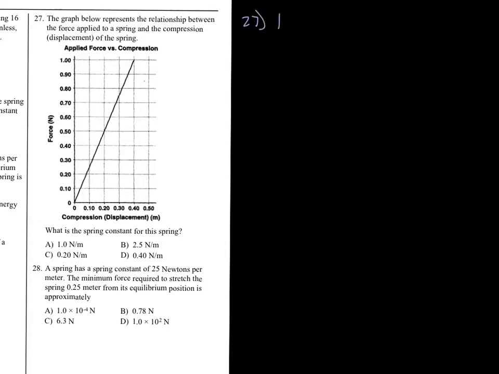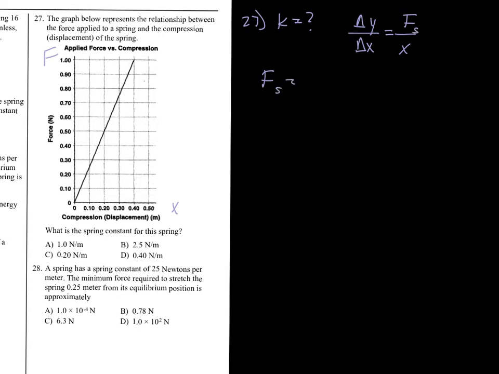Alright, 27. What is the spring constant for this graph? So once again we have the same type of graph, force versus distance, or x. Finding the area by multiplying them together gets us work. On the other hand, if you take the slope, change in y over change in x, we have force on the y and x on the x. What does that give us?